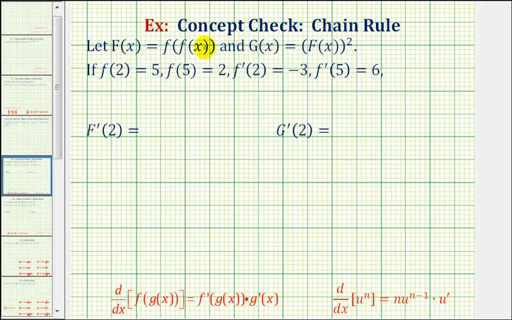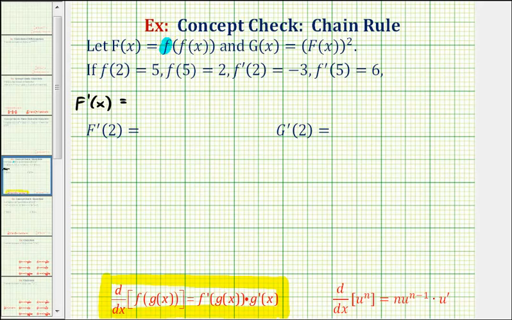Notice that both big F and big G are composite functions, which means to find their derivatives we'll have to apply the chain rule. The chain rule stated here tells us in order to find the derivative of a composite function, we find the derivative of the outer function, evaluate it at the inner function, and then multiply by the derivative of the inner function. So let's start by determining big F prime of x.